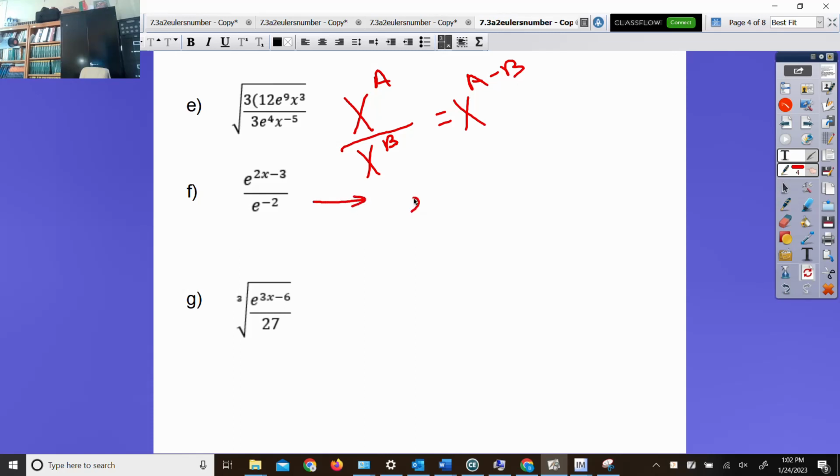Just follow that rule. E to the 2x minus 3 minus a what? A negative 2. And then figure out what that is. Four says e to the 2x minus 1. I don't know why it took me so long to figure that out. Everybody okay with that?